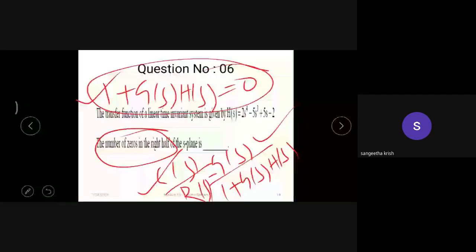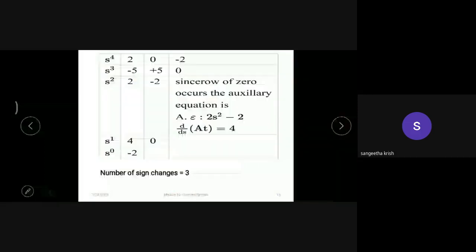That is nothing but 2s^4 minus 5s^3 plus 5s minus 2. Since it started with s^4, the first row should have the powers s^4, s^2, s^0, and the next row s^3, s^1. Okay. Here s^2 is missing, so the coefficient should be 0. Now it is a well-known procedure.